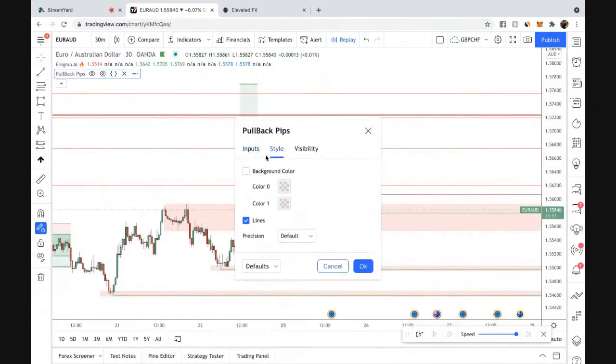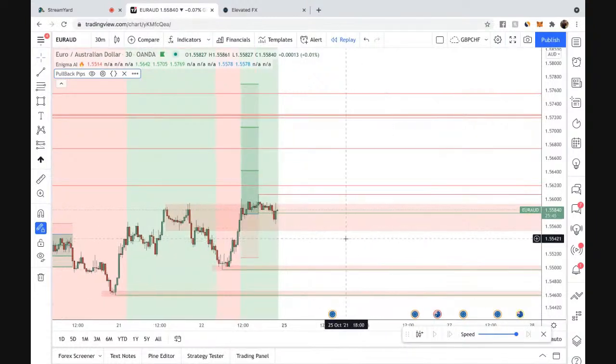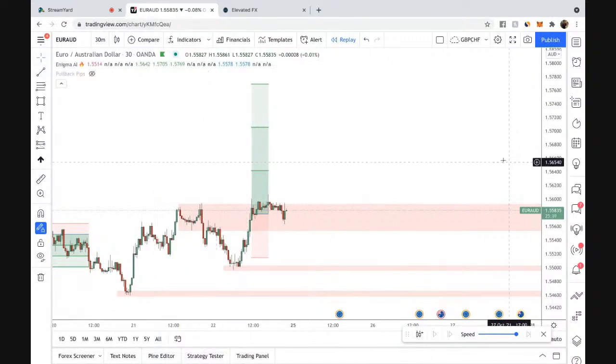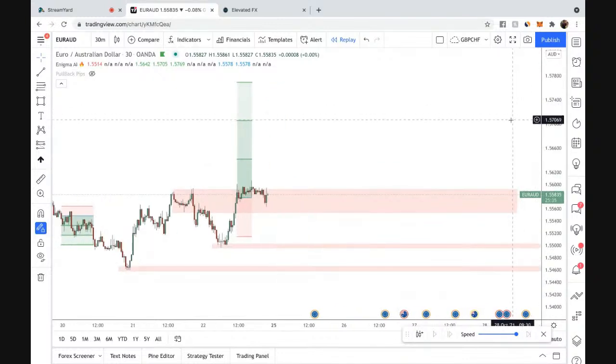Let's see. The 2-hour bias is bullish. The 1-hour bias is bullish, right? So with that being said, we are bullish on this setup. How can I get in with this EA to minimize my risk and maximize my profit?